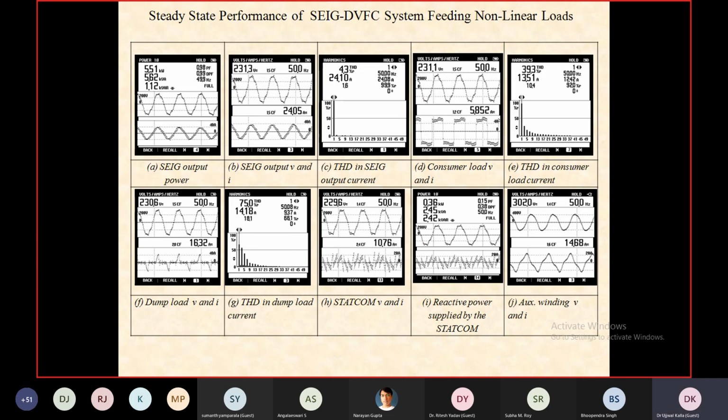Consumer load has 39-40% THD. Dump load has 75% THD. And my VSC has compensated all those harmonic currents. And see, there is no harmonic current in this SEIG current, generator current, figure C. So all the harmonic current has been mitigated.